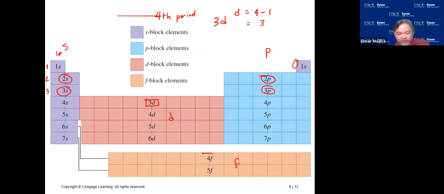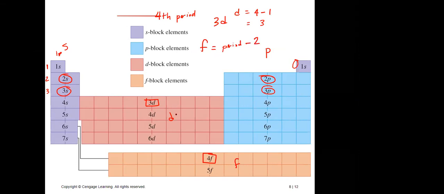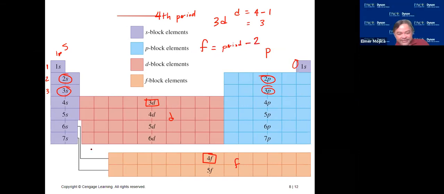And then you go, how about the f? Why did it start at 4? So what do you think the rule for the f? Whatever the period, minus 2. It is in the 6. So minus 2, that will give you the 4f. So I'm leaving it up to you if you want to memorize the thing or you want to do it this way.